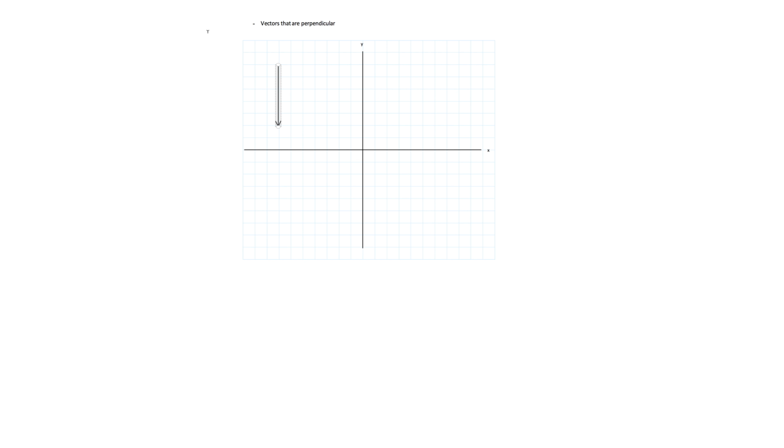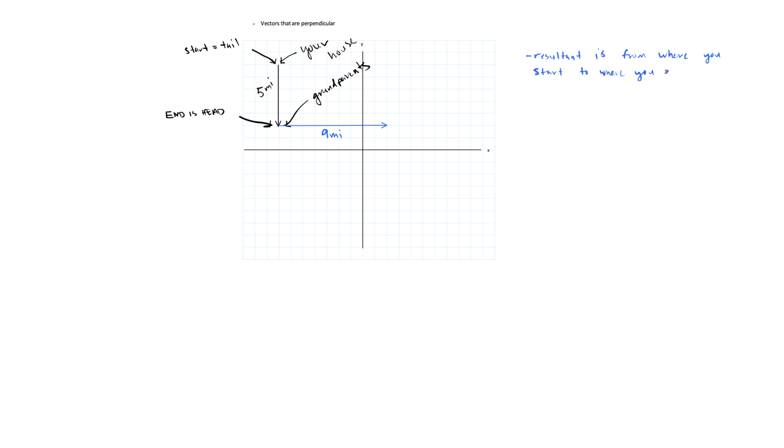Now I want to add vectors that are perpendicular to each other. So for this example, you're at your house and you want to go visit your grandparents. From your house, your grandparents live 5 miles due south. Again, where we start is our tail and where we end is our head. After visiting your grandma and grandpa, you decide to visit your brother, who lives 9 miles due east from your grandparents' house. Now to get the resultant is again from where you start to where you end. For this example, you can see we started at your house and we ended at your brother's house. So what we want is the length of this vector and its direction.